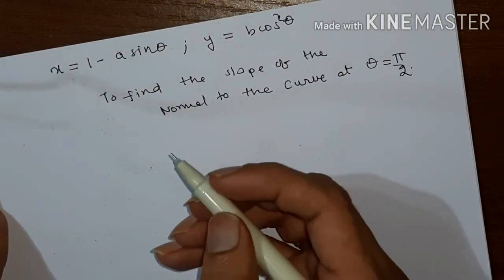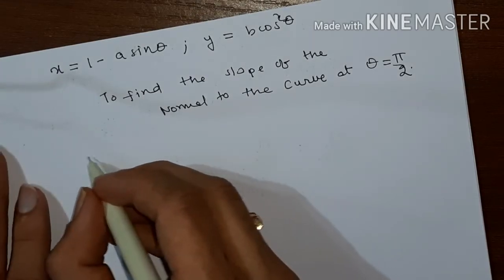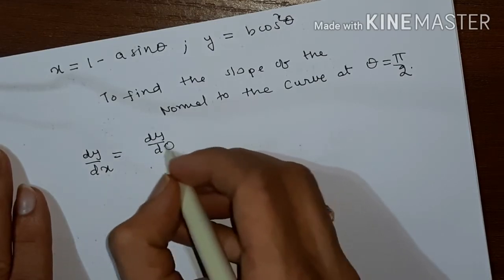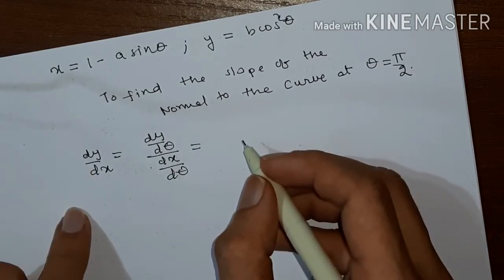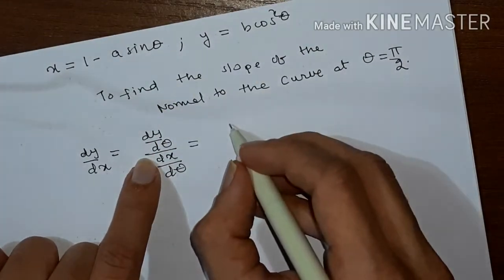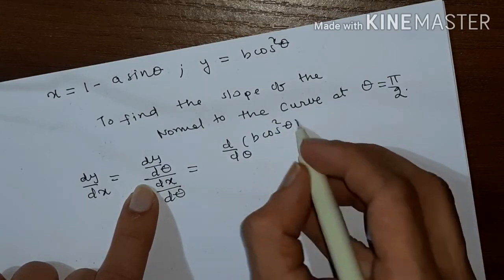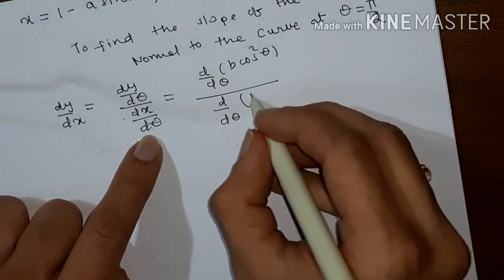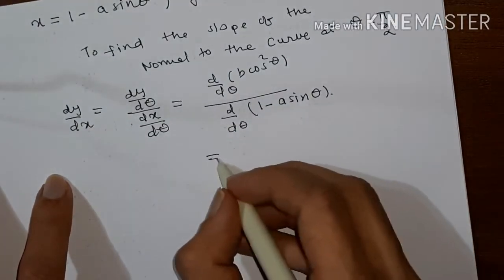So we can directly first find dy by dx. dy by dx is dy by d theta divided by dx by d theta, by the chain rule. Now dy by d theta is d by d theta of b cos square theta, the whole divided by d by d theta of 1 minus a sine theta.